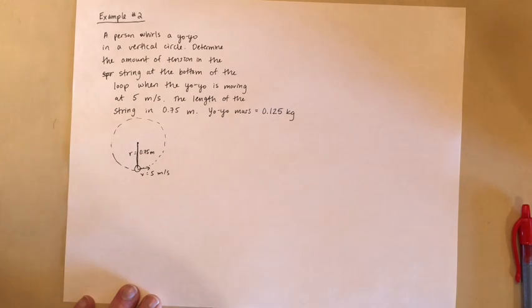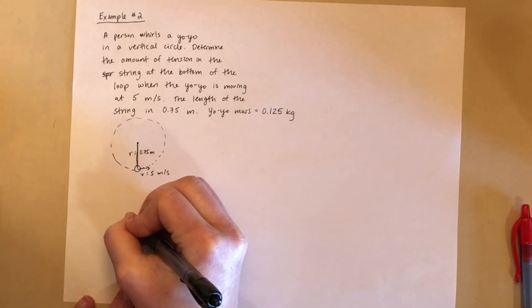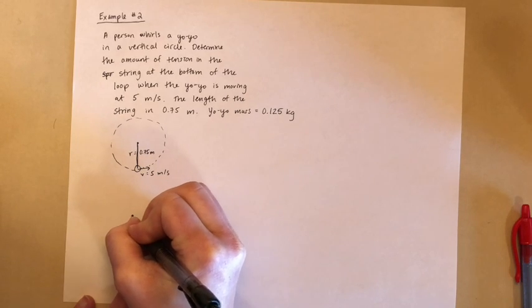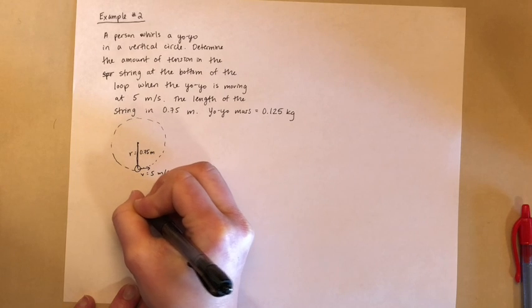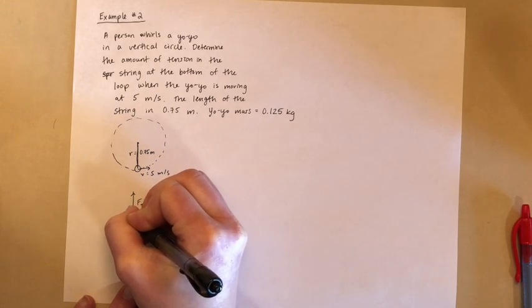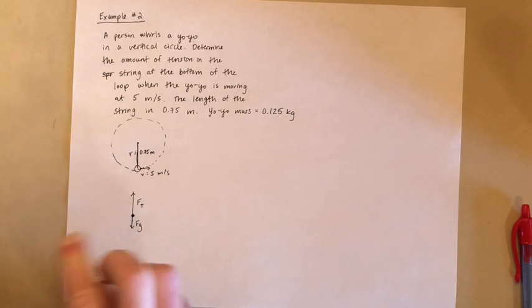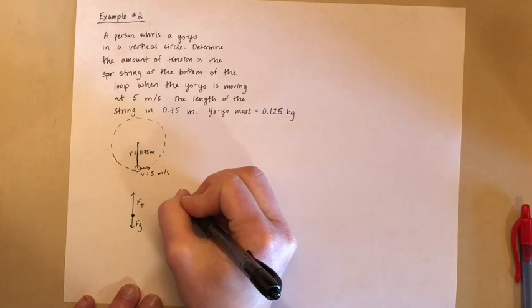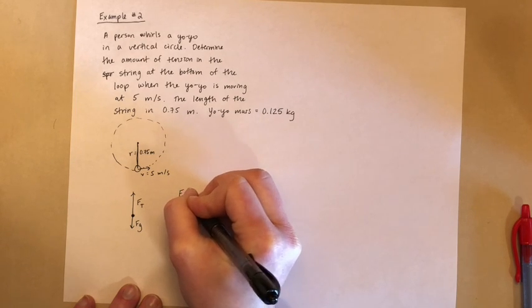All right, so first thing is always to draw your free body diagram. So at the bottom of the yo-yo's loop here, the free body diagram should have a gravitational force downwards and then tension force upwards. Notice that the tension is greater than the gravitational in order to have that inward net force. So next part is to write our centripetal force equation.